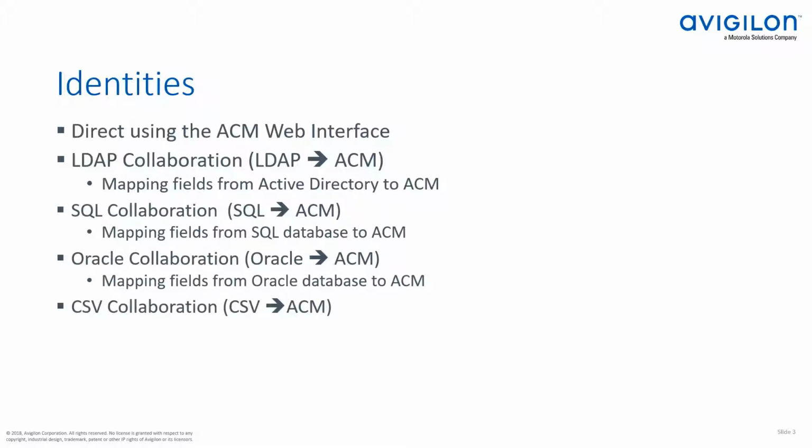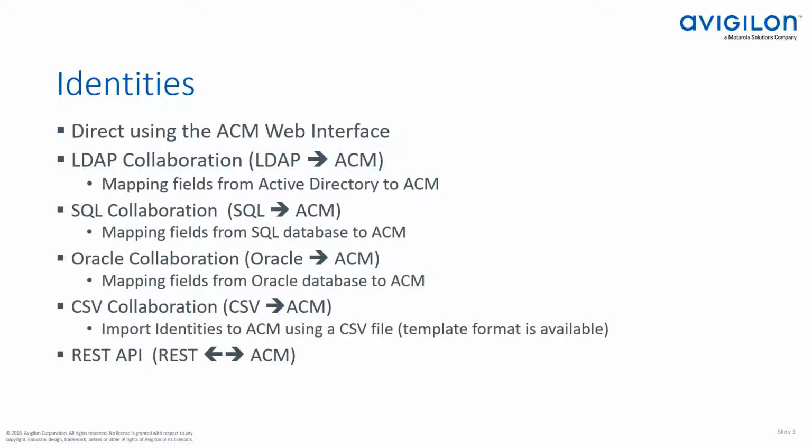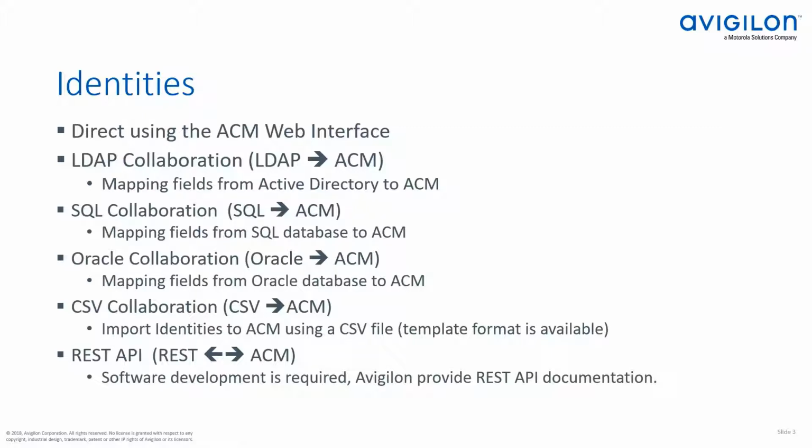So if you have maybe a legacy application, a legacy database, and it is not compatible with anything above you've seen here, you could utilize also CSV collaboration to bring information from the CSV file into ACM. Another option is also REST API. This is the only option that is bi-directional, so you can bring information into ACM, but you can also send information out of ACM into a third-party application. In that case, software development is required. Avigilon does provide full REST API documentation on that.